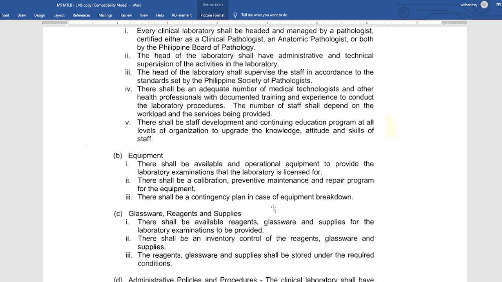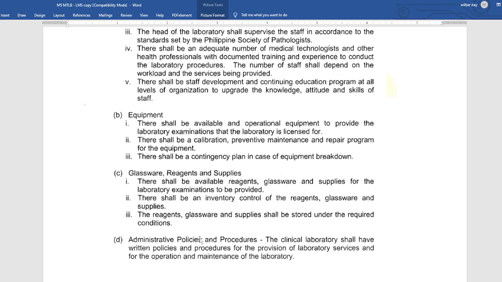So, what happens if the laboratory cannot conduct CBC? What is the contingency plan? That must be indicated in the SOP. Ipapadala ba siya sa another clinical laboratory? So, dapat naka-indicate yun sa SOP. Then glasswares, reagents, and supplies.